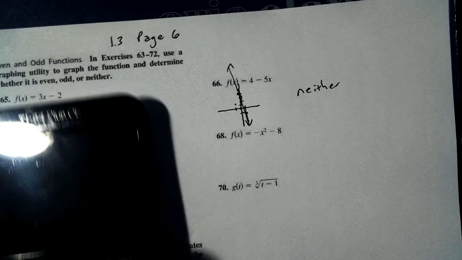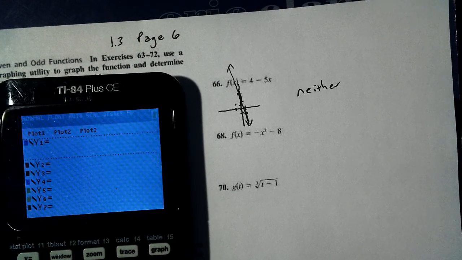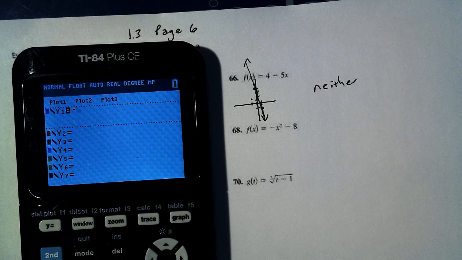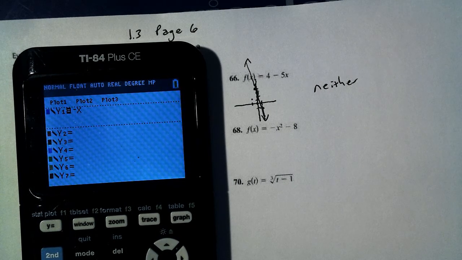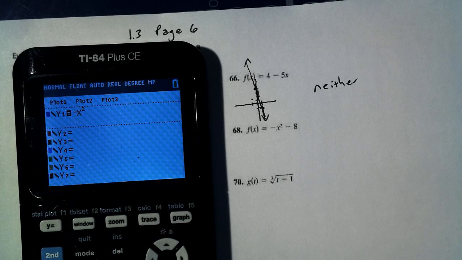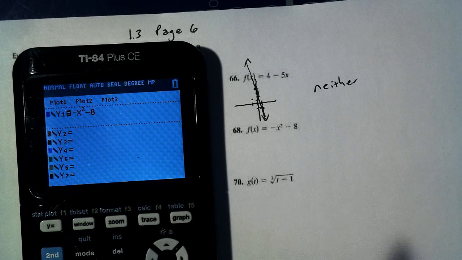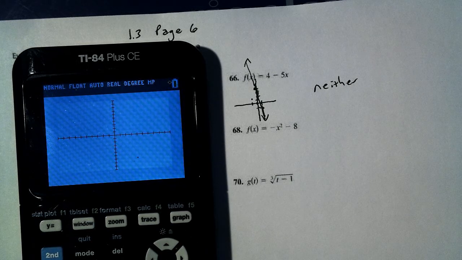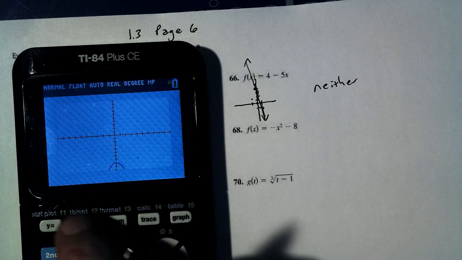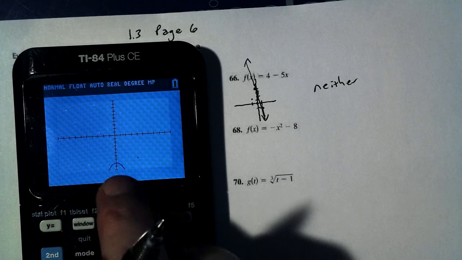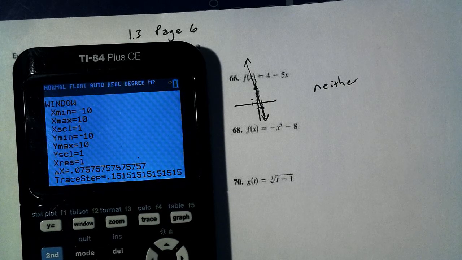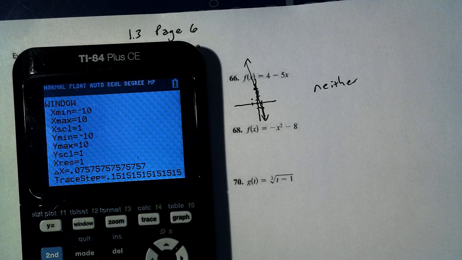Okay, negative x squared minus 8. I hope maybe we know what that looks like already, but if not, we are going to soon. Here we have negative x squared minus 8. If I do that in Zoom Standard, it might not be completely satisfying, but maybe we'll have enough information there. That might be a case where we want to jump to our window and let our y's go down a little further. Maybe let our y's go down to negative 20.